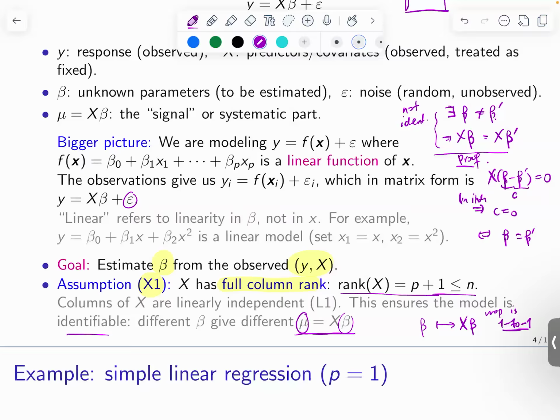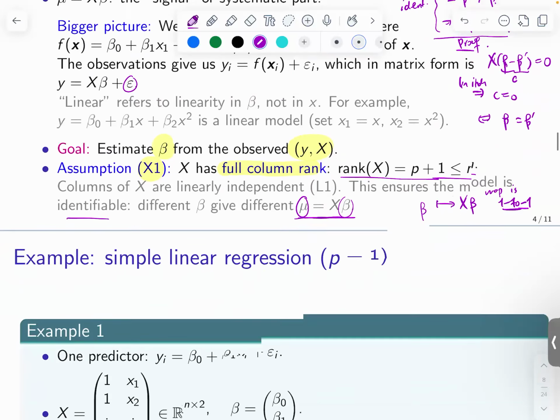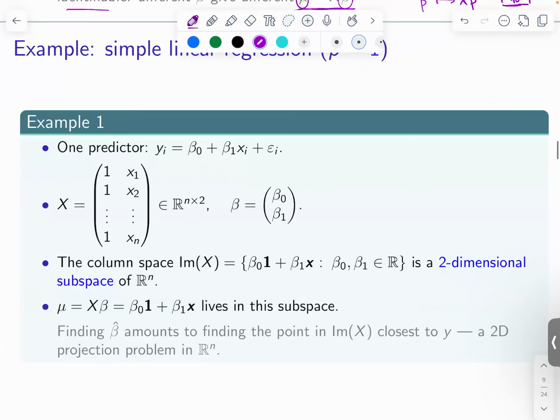So far, so good. This is the assumption that we're going to make. Before doing that, here is a simple example. If you do simple linear regression, you have y_i equals beta 0 plus beta 1 x_i plus epsilon_i. You write down X, with a column of ones and then x_1 up to x_n, and the image of X would be the linear combination of these two columns. So it's really a two-dimensional space at most. It would be exactly two-dimensional if we have the full rank assumption.